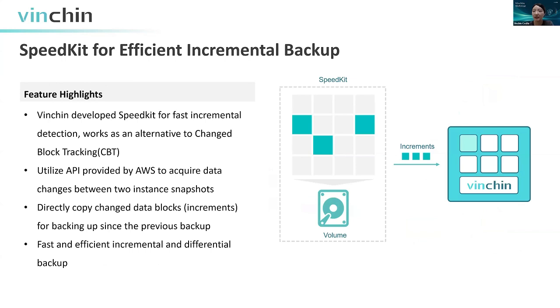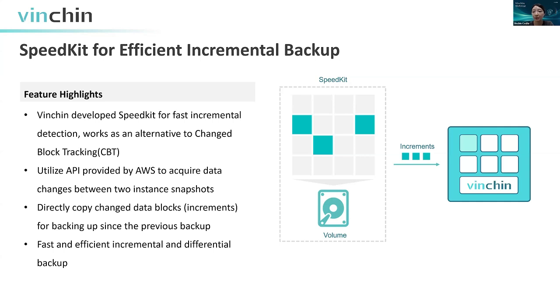From now on, let me explain in more detail our highlighted backup features one by one. First is the Speed Kit. Speed Kit is a self-developed technology by Vinchin. You can regard it as an alternative to CBT, changed block tracking. It works for fast and efficient incremental and differential backups.